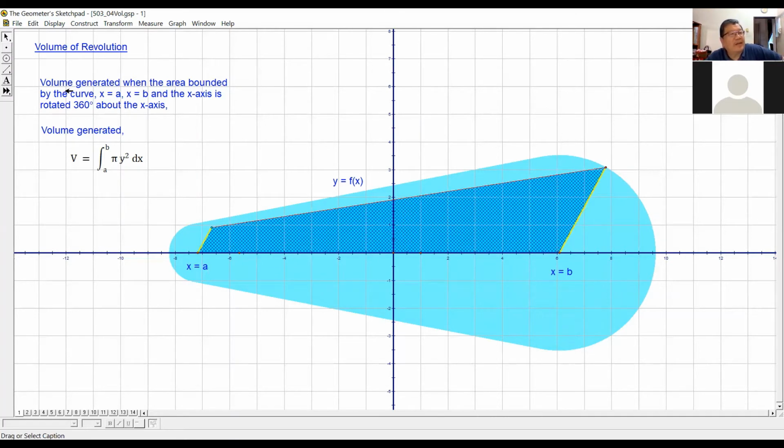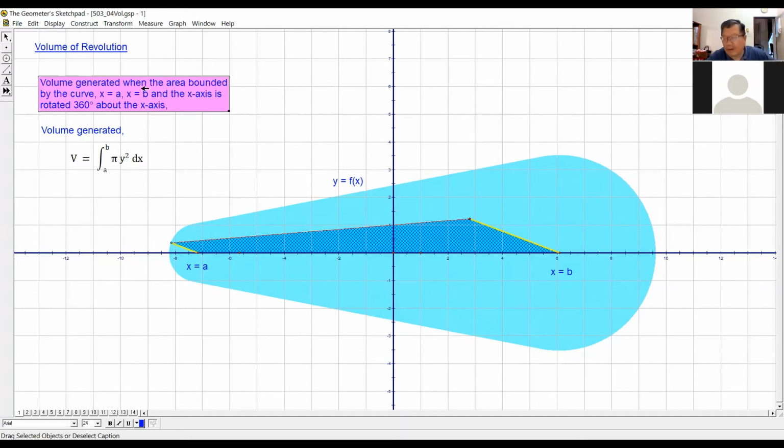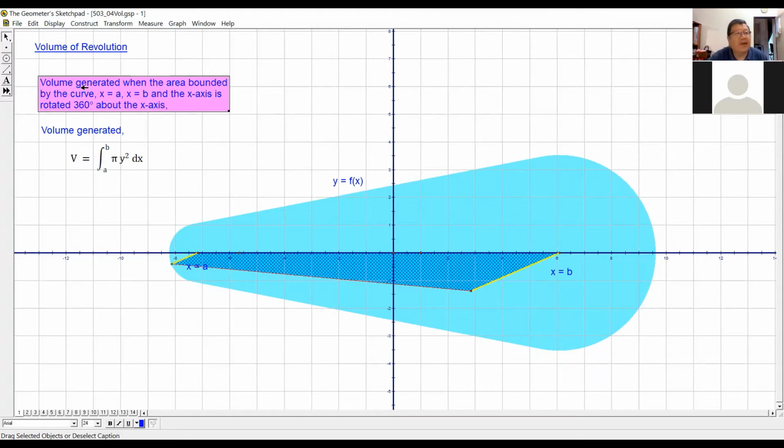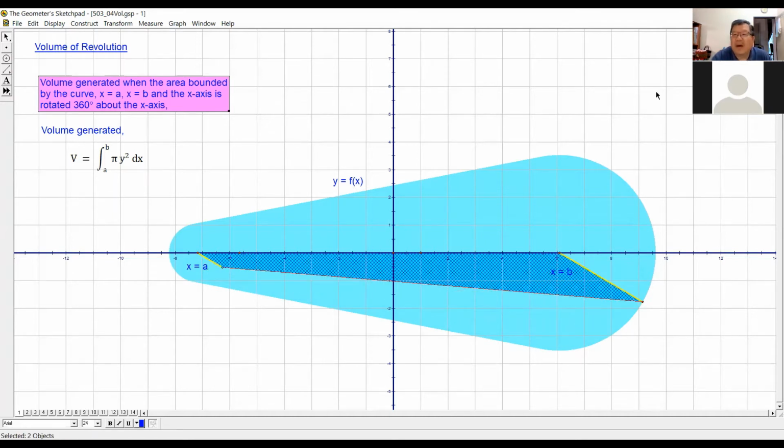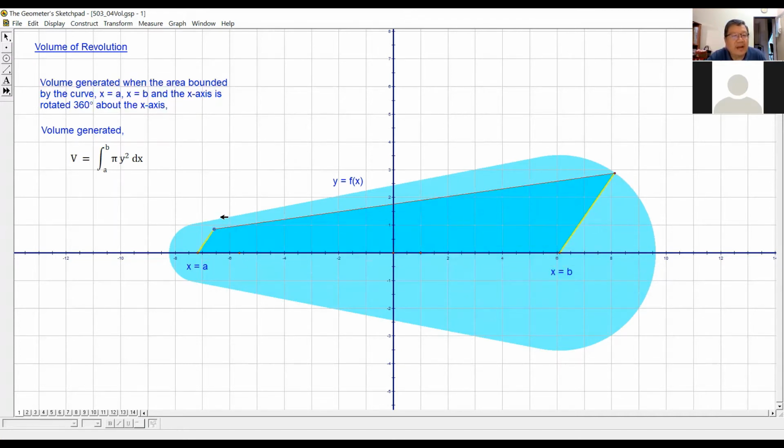So what can you say? Okay, we read here. On the top left hand corner, I read: volume generated when the area bounded by the curve, x equals a, x equals b, and the x-axis is rotated 360 degrees about the x-axis. So when you rotate about the x-axis, like what I'm doing now, like that.